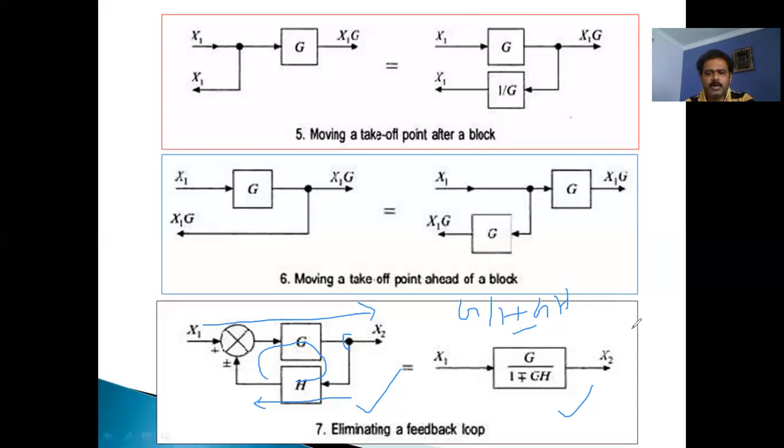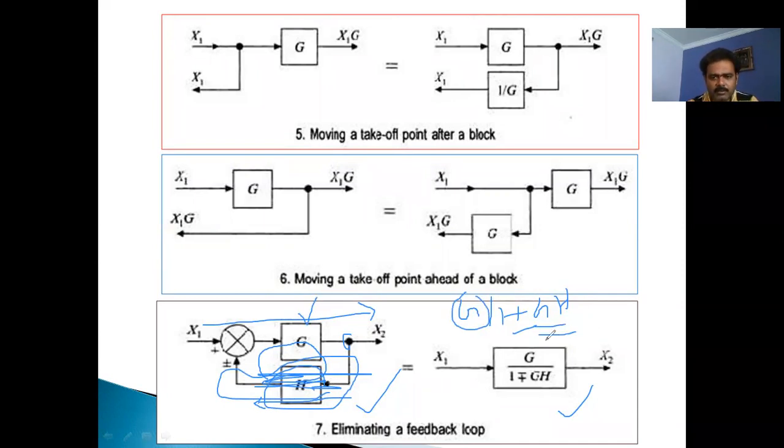This is very important to eliminate a feedback loop. That means only this is the feedback loop H. I want to eliminate this entire path. So to eliminate this block or feedback loop, the formula is: the forward path gain, that is G, or whatever the value may be, G by 1 plus G into H. So this is the formula given.